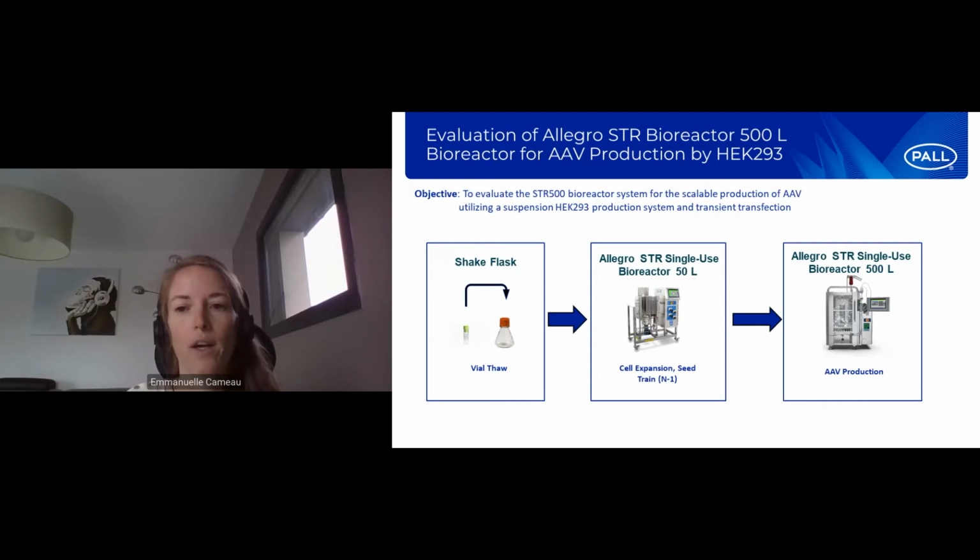So we got the process in shake flasks. The goal was to transfer it to an STR 50-liter bioreactor for the seed train, and then use the seed train in this 50-liter bioreactor to seed our STR 500-liter bioreactor for the AAV production step.